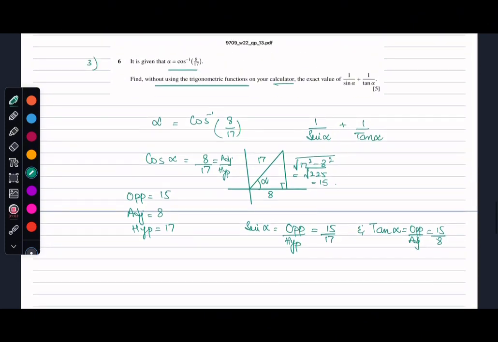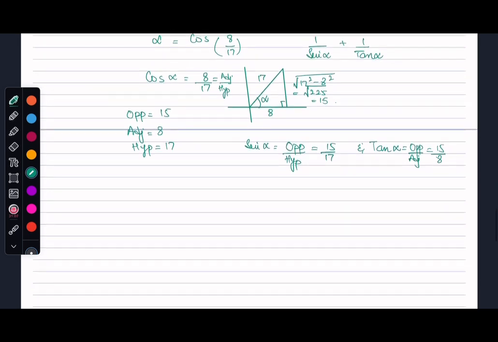So it's very much clear that they are saying without using the calculator we need to find 1 over sine alpha plus 1 over tan alpha. So we can just substitute the values for sine of alpha and tan of alpha. It's 15 by 17 plus 1 over 15 by 8.